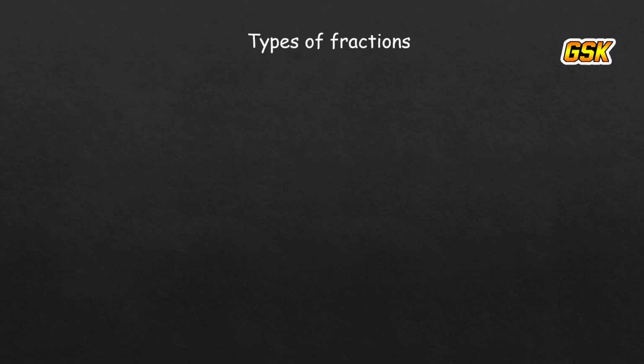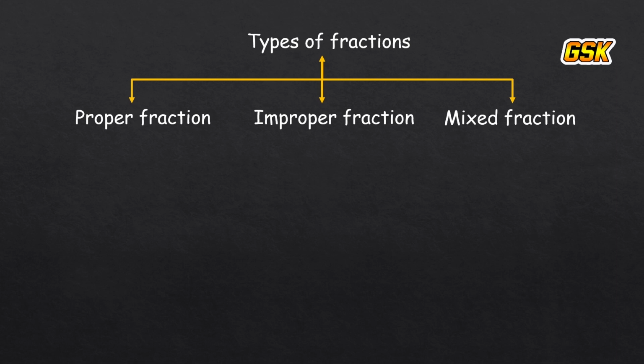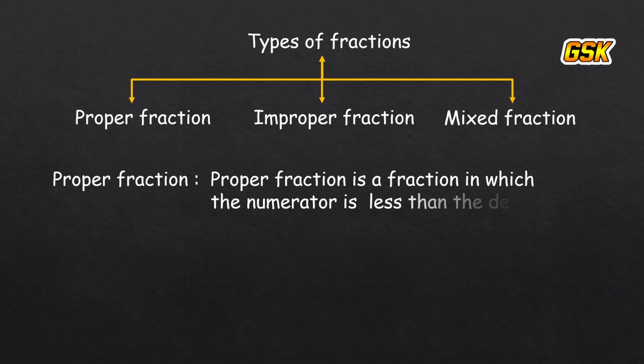Next, types of fractions. There are 3 types of fractions: proper fraction, improper fraction, and mixed fraction. 1 by 6, 5 by 10, 2 by 6. All these are fractions which we discussed in the previous section of this video. If you observe these fractions, the numerator is less than the denominator, and these are proper fractions. What is a proper fraction? A proper fraction is a fraction in which the numerator is less than the denominator.